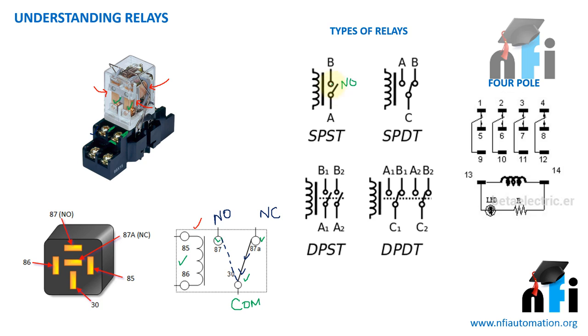Because you realize this is not connected to point B. So we only have one normally open contact in this relay. This is a complete symbol of a relay. And we call it SPST. SPST is single pole, single throw.